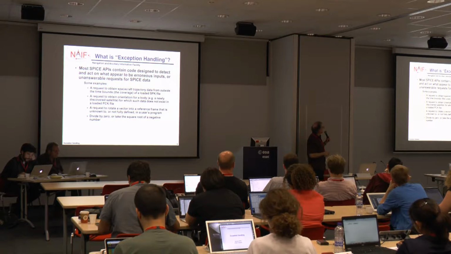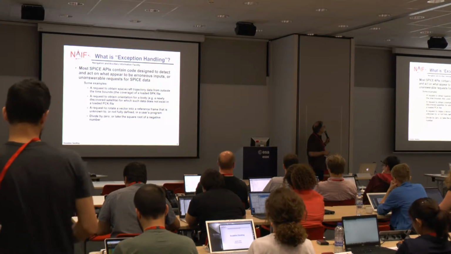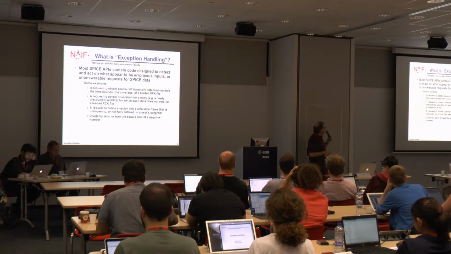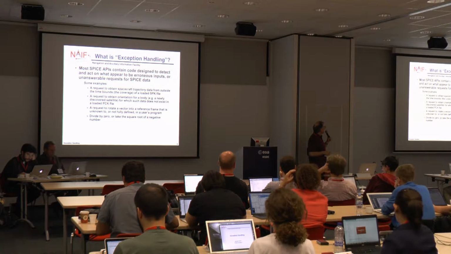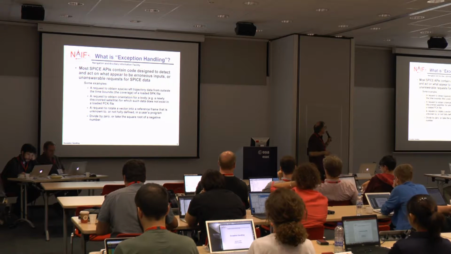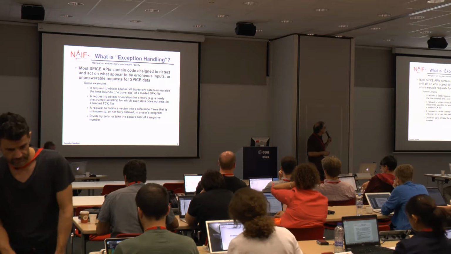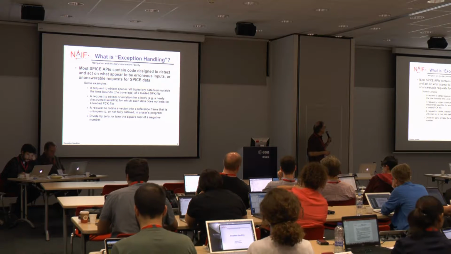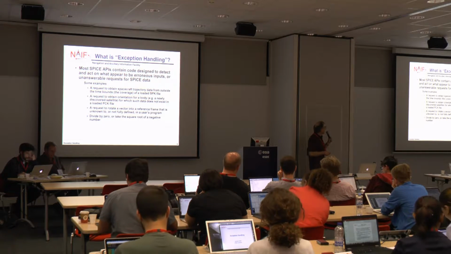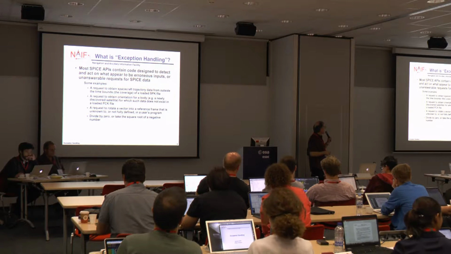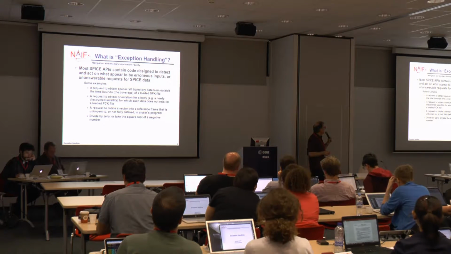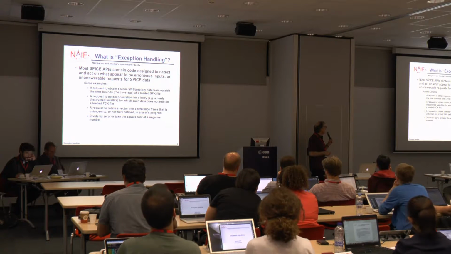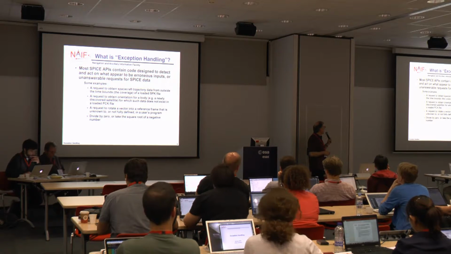Most SPICE APIs contain code designed to detect and act on what appear to be erroneous inputs or unanswerable requests for SPICE data. Some examples: a request to obtain spacecraft trajectory data from outside the time bounds of a loaded SPK file, a request to obtain orientation data for a body for which such data does not exist in a loaded PCK file, a request to rotate a vector in a reference frame that is unknown to or not fully defined in the user's program, or divide by zero, or take the square root of a negative number. All examples of situations that will cause SPICE to, by default, stop, or if you're using SpiceyPy or Mice, to kill your program and return control to the user level.